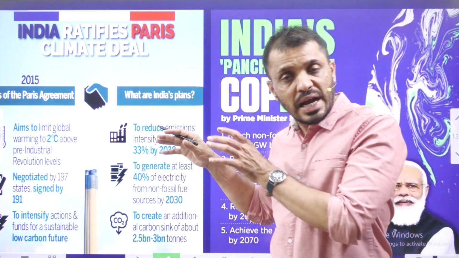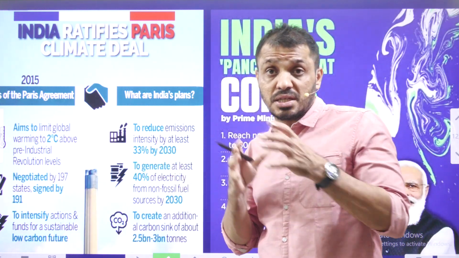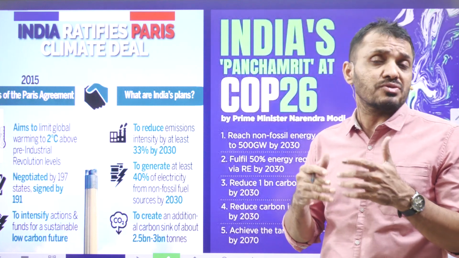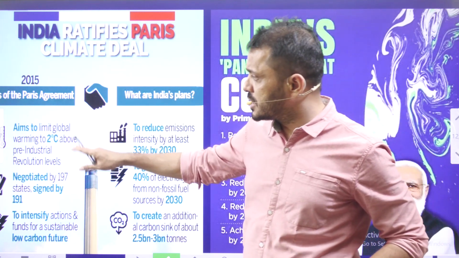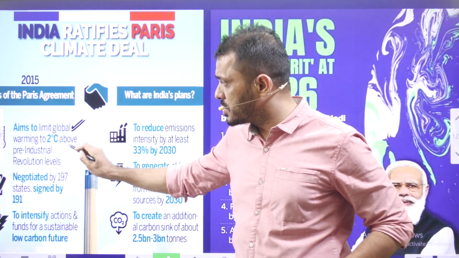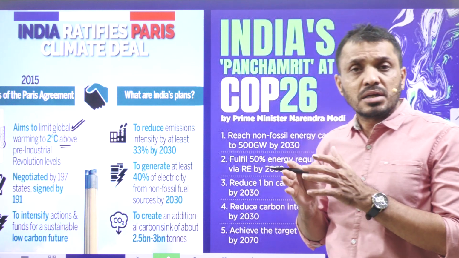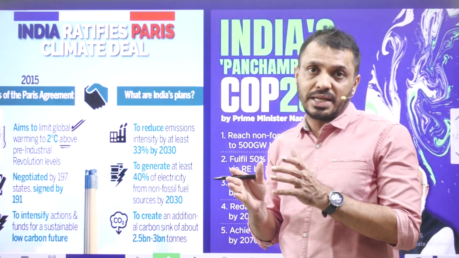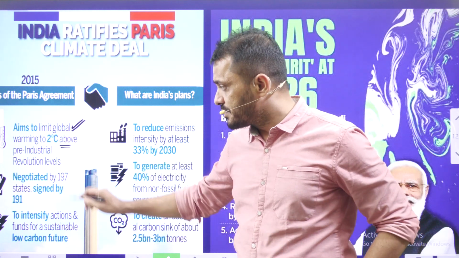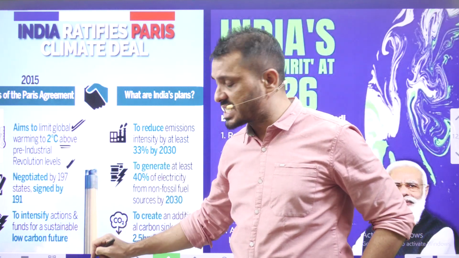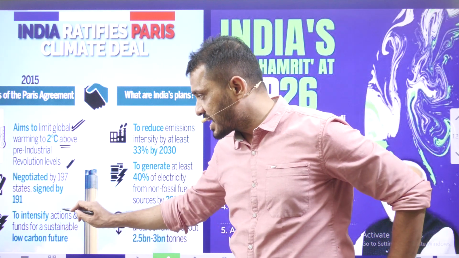Then, of course, at the Paris Agreement, we announced certain targets from India. Those targets were modified in the Glasgow Summit at COP26. The Paris Climate Deal of 2015 aims to limit global warming to 2 degrees only compared to pre-industrial levels. This deal was negotiated by 197 countries and signed by 191 countries.